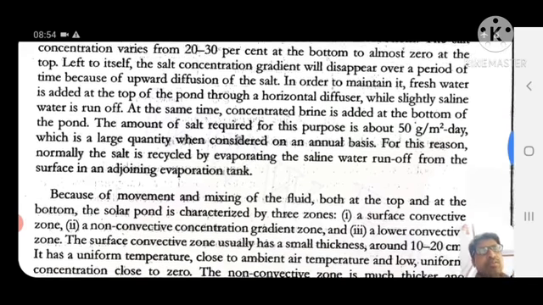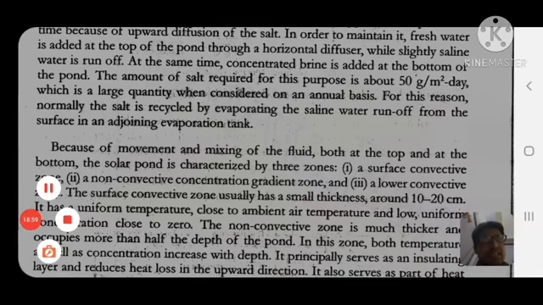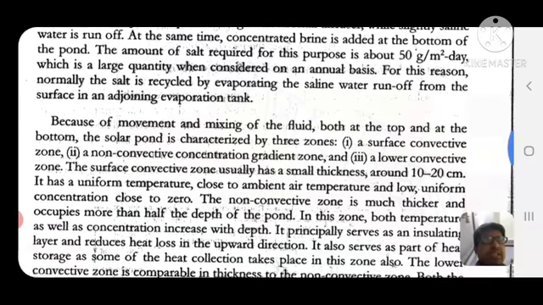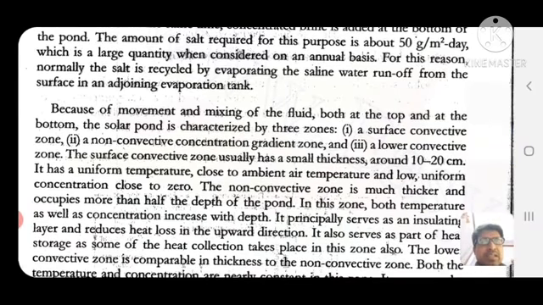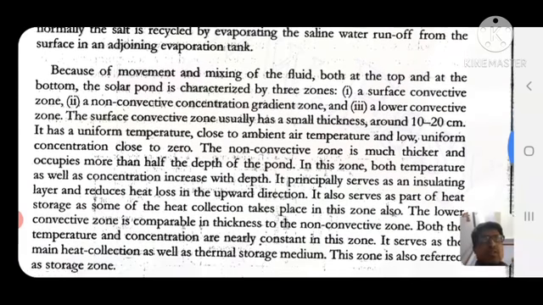Now, because of the movement and mixing of fluid at the top and at the bottom, the solar pond is characterized by three zones. One is the surface convective zone, then the non-convective concentration zone, the gradient zone, and a lower convective zone. The surface convective zone usually has a small thickness, around 10 to 20 centimeters. It has uniform temperature close to ambient air temperature and low uniform concentration close to zero.